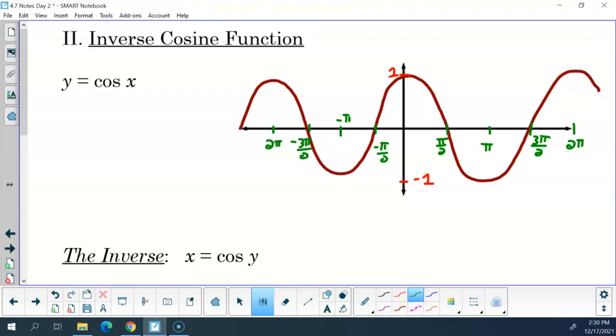So points that we would have would be like negative 3 pi over 2 comma 0, negative pi over 2 comma 0, pi over 2 comma 0, 3 pi over 2 comma 0. Oh man, I did, didn't I? Whoa, that's a bad one. That's even better. Okay?